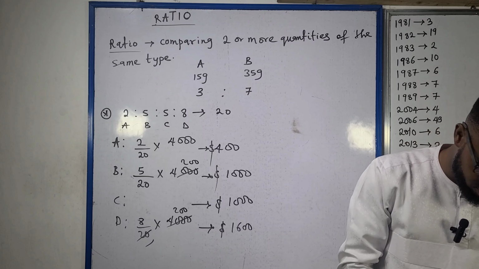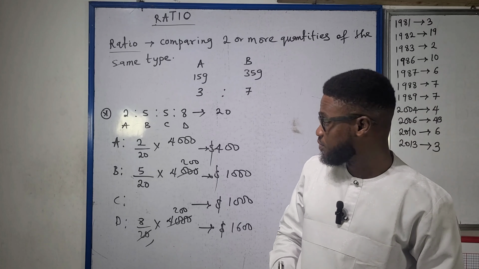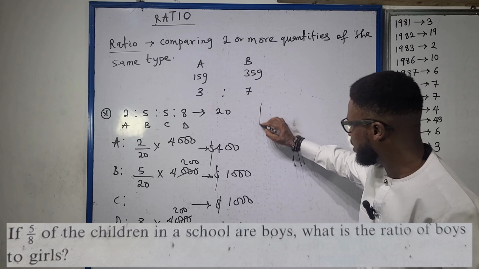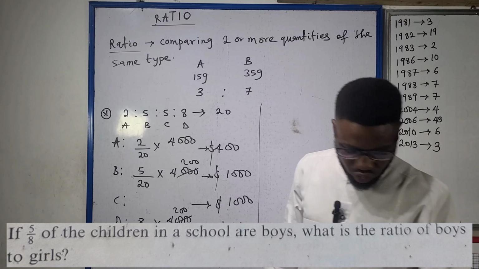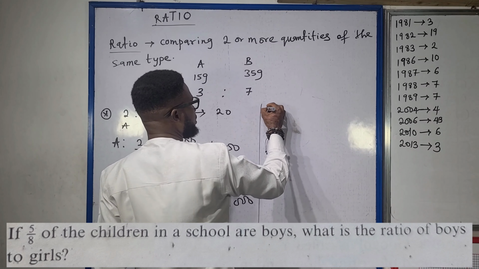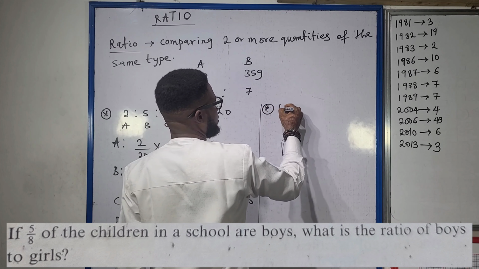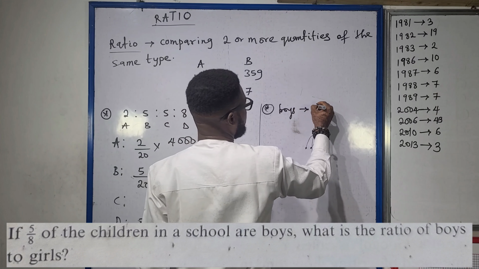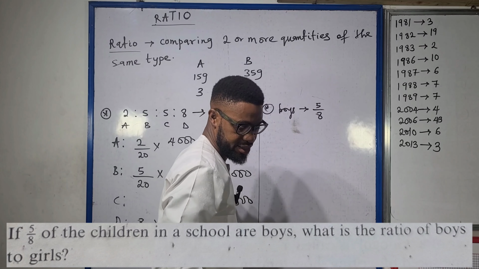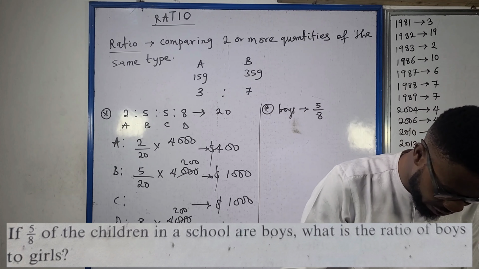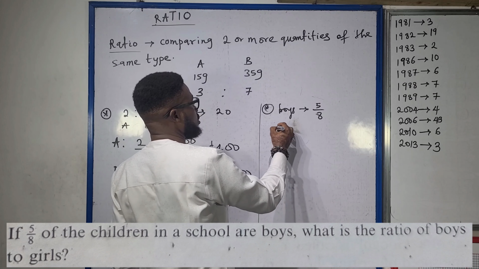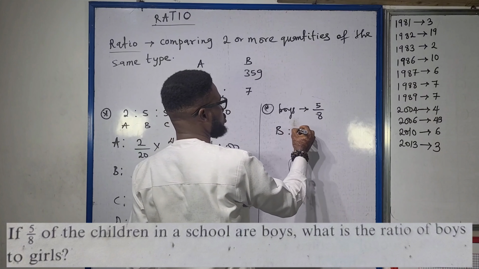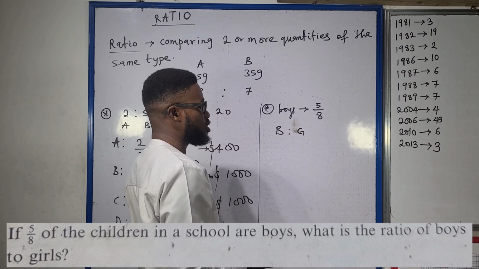This one has some fractions in it. It says if 5/8 of the children in a school are boys, so it means the boys in this school are 5/8. What is the ratio of boys to girls? That is the question here.